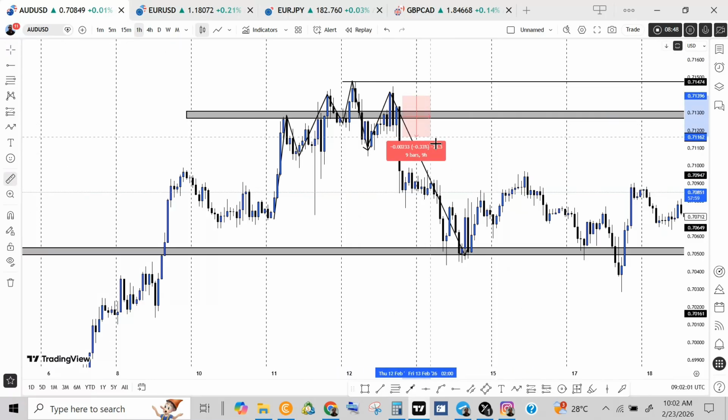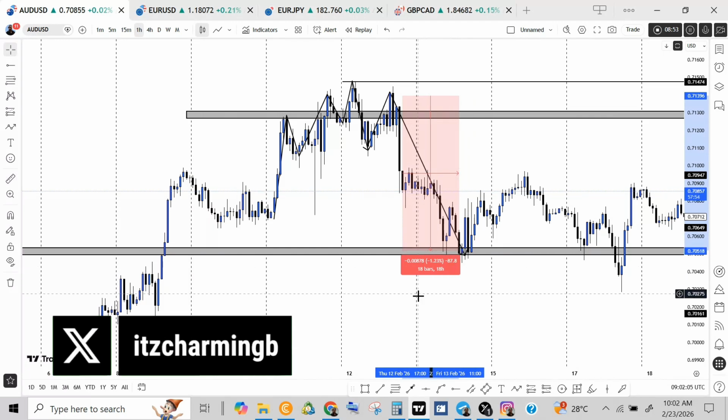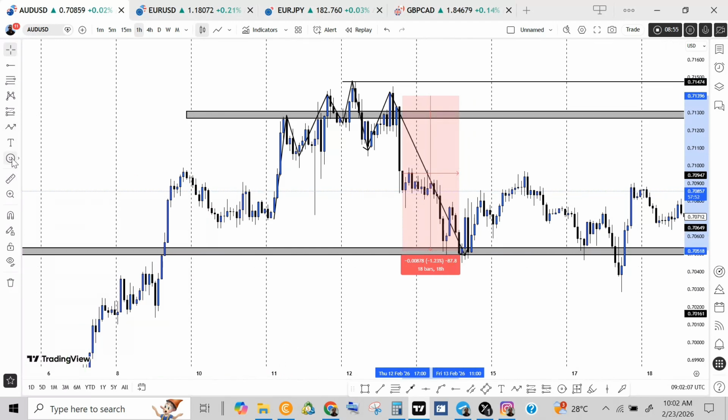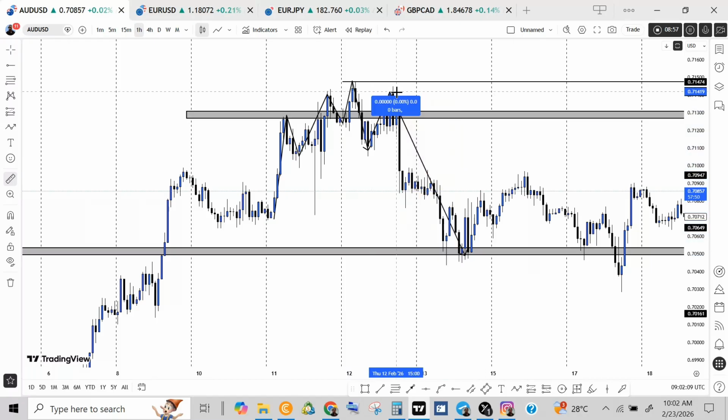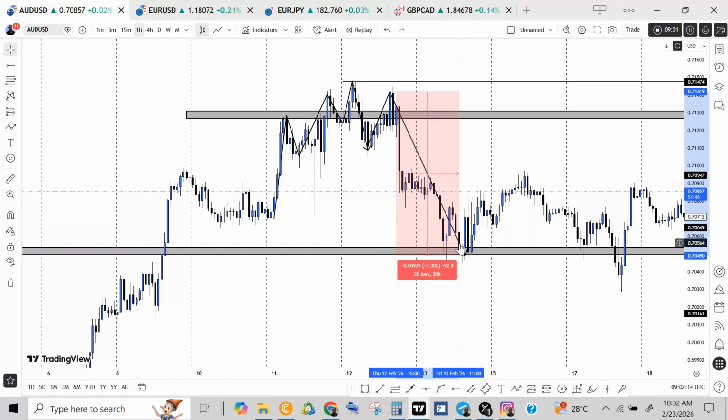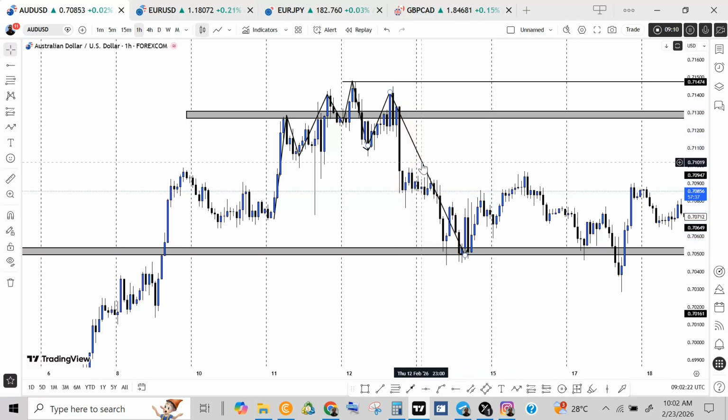From here to here you will get about 87 pips. No, it's more than that. It's more than 87 pips. From here to here, that's about 92 pips. You're getting 92 pips from there to here. I will show you on the next video how to capture this long leg.